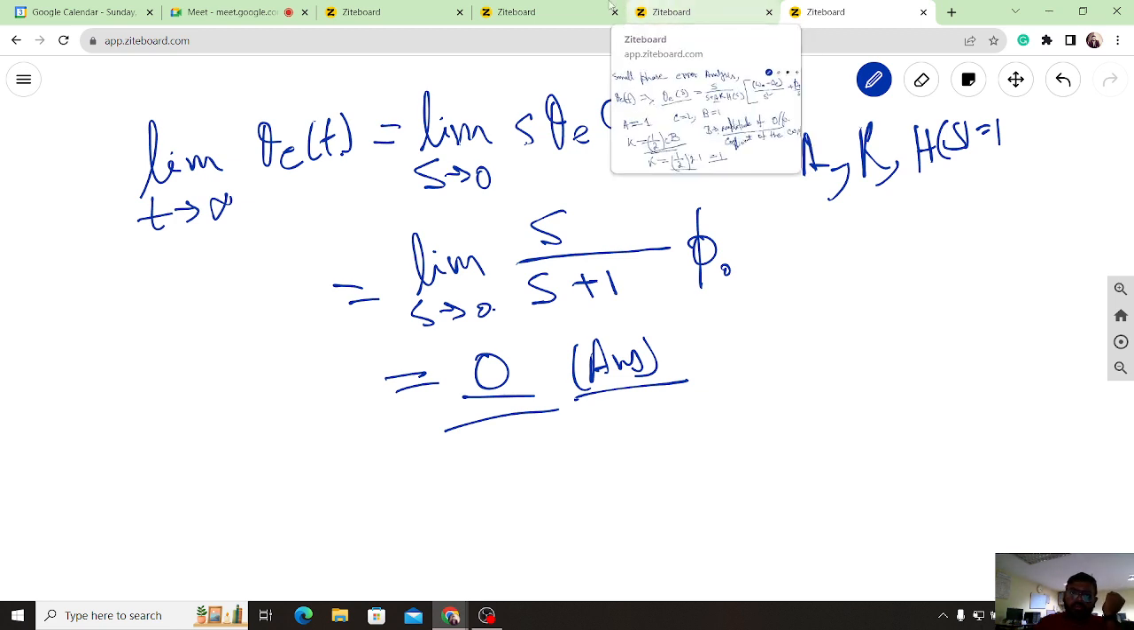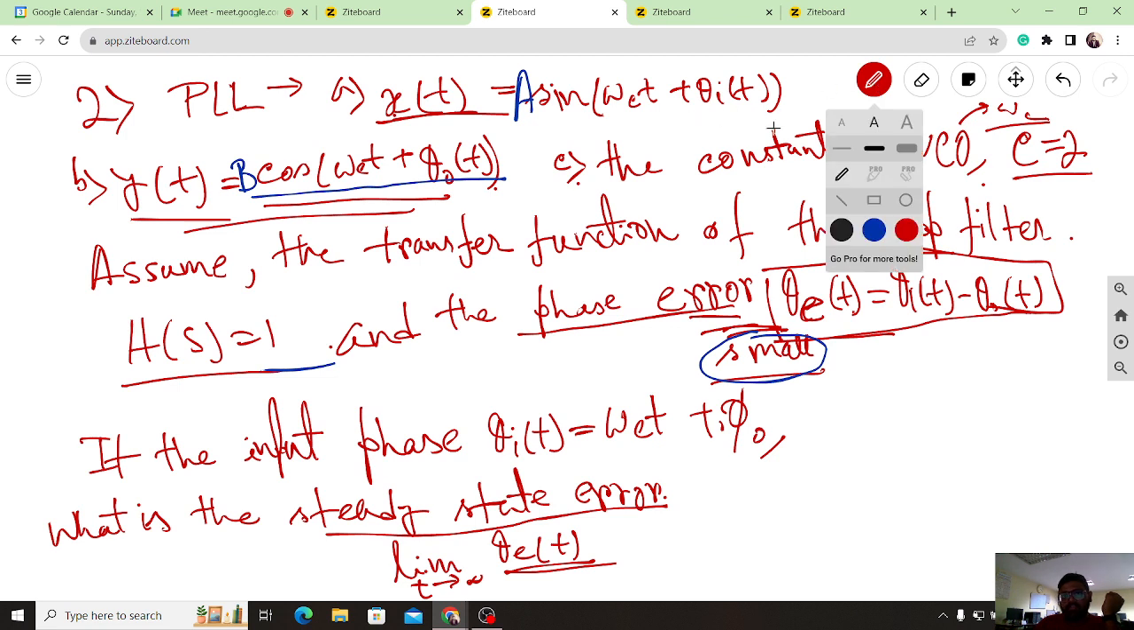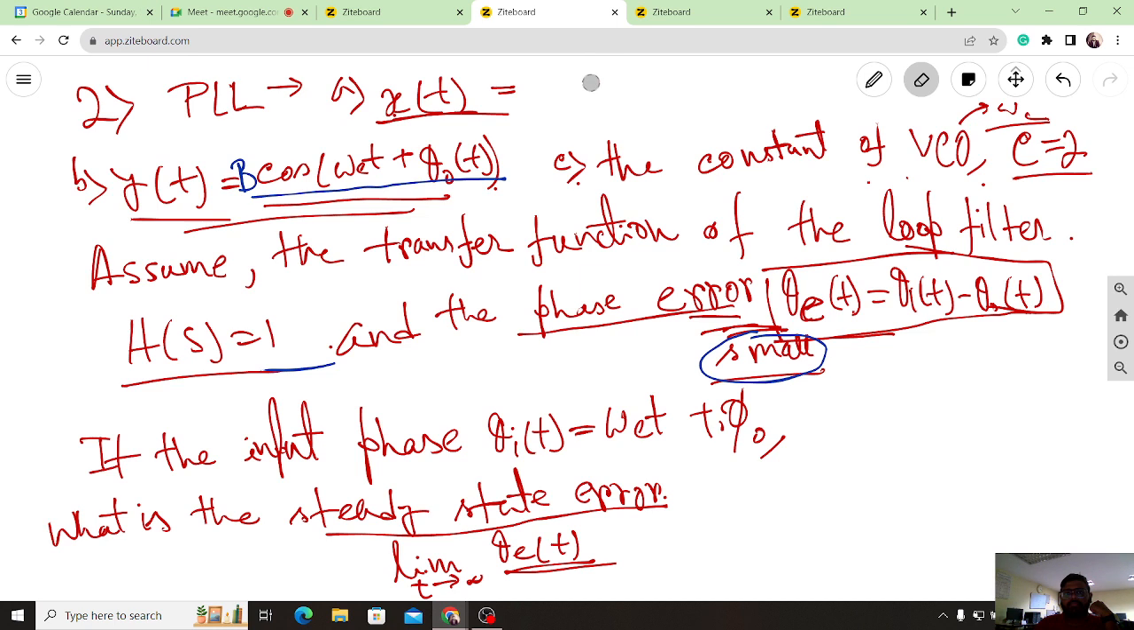Okay, let's move to the next question. The next question says the input signal here is sine of omega c into 1 plus delta of t. Then what will be the steady state error? All the remaining things are the same.